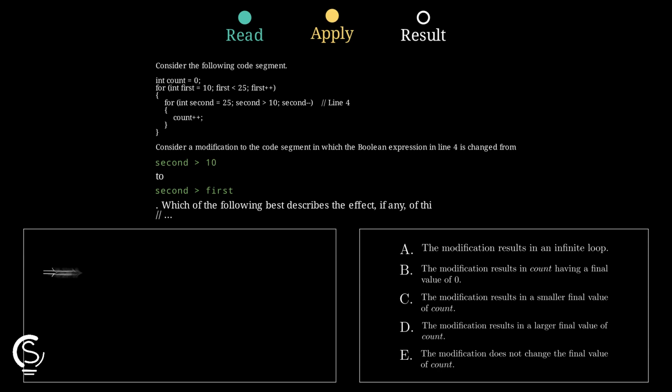Since the variable first increases from 10 up to 24, changing the condition to second greater than first means the inner loop will stop much earlier as first grows larger.